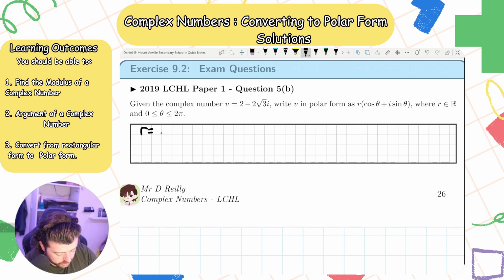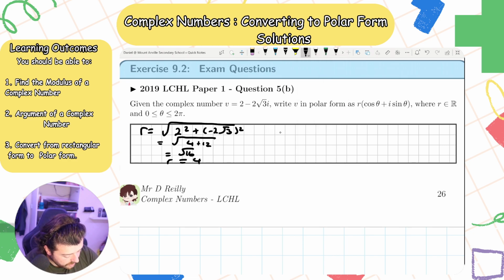So find my modulus first, which is equal to the square root of 2 squared plus minus 2 root 3 squared, which is equal to 4 plus 12, root 16, which is equal to 4. So my modulus is equal to 4. Oh, happy days. Now let's get my argument.